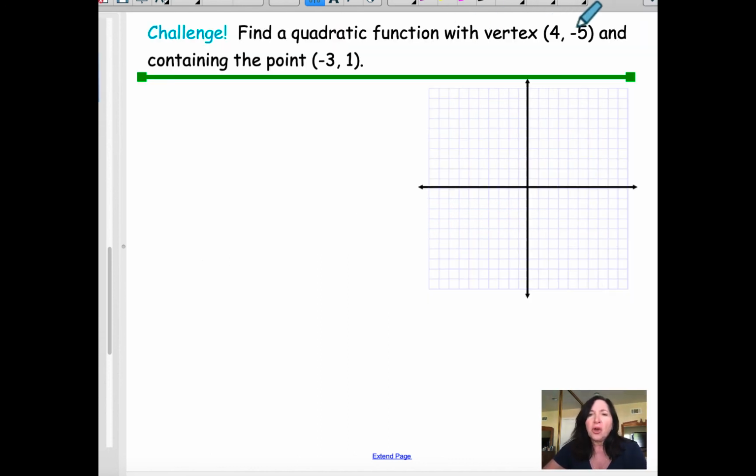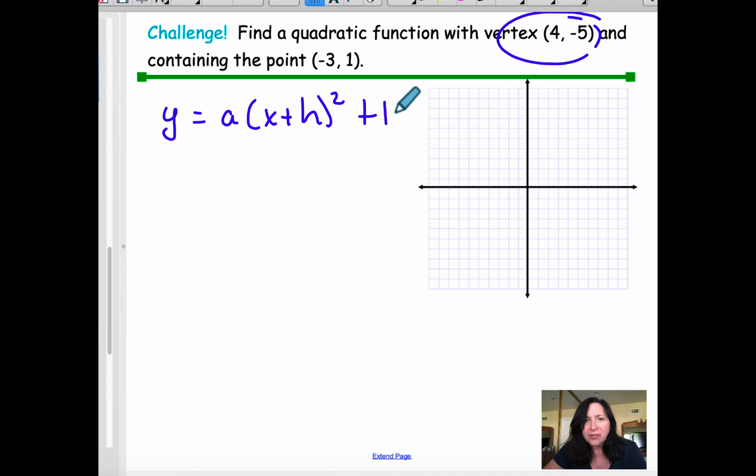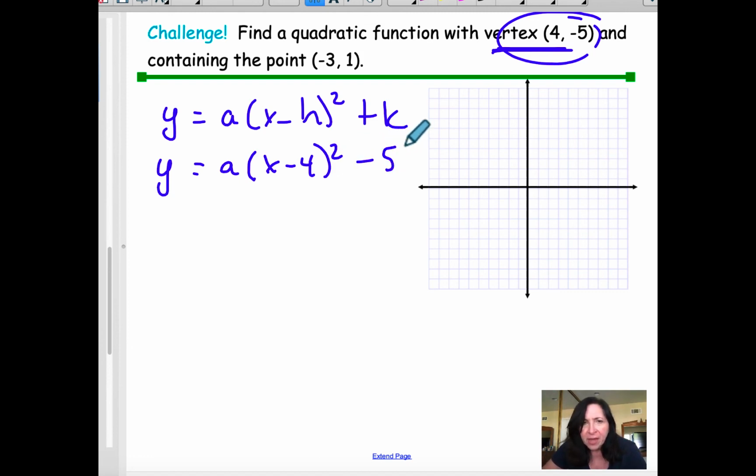We're going to do that again. We're going to start off with the vertex at (4, -5). So y equals a times (x minus h) quantity squared plus k. That's minus, by the way, let me fix that. And in doing that, we plug in our vertex. So we get y equals a times (x minus 4) quantity squared, plus k, so minus 5. And then it contains the point (-3, 1), which is x, y. Plug that in: 1 equals a times (-3 minus 4) quantity squared, minus 5.